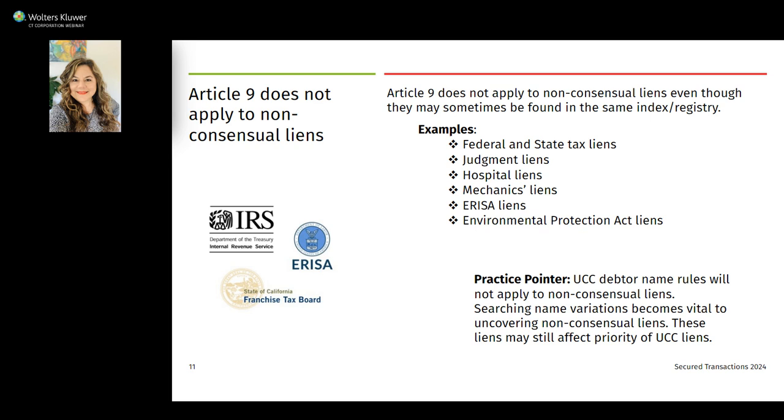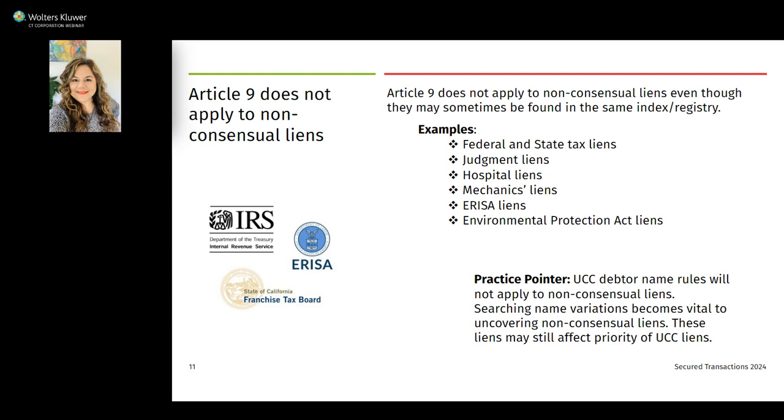But I still want you to be aware of some of these other non-consensual liens, because sometimes they're found in the same index or the same registry as the UCC liens. Some examples include federal and state tax liens, judgment liens. I'll give you an example in California in a minute. And then there are separate registries for hospital liens, mechanics liens, ERISA liens, and Environmental Protection Act liens. Article 9 does not apply to these examples.